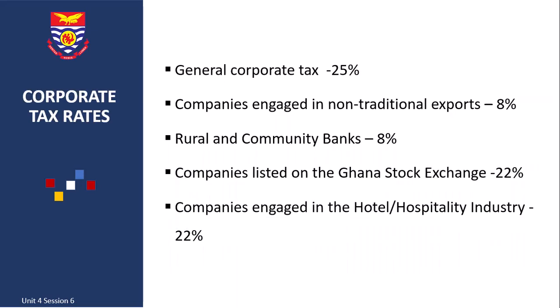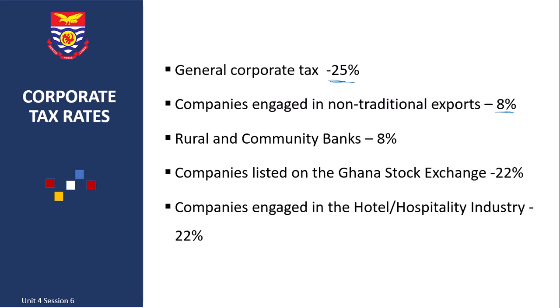The general corporate tax rate in Ghana is 25%. For companies engaged in non-traditional exports, it is 8%. When we say non-traditional exports, we are talking about horticultural products, processed and raw agricultural products grown in Ghana, other than cocoa beans. We also have handicrafts, locally manufactured goods, etc.